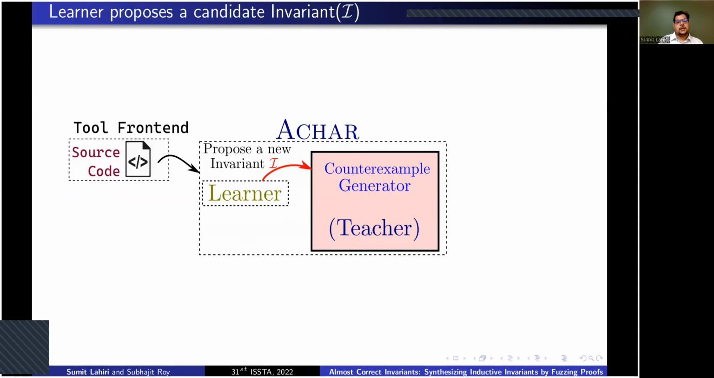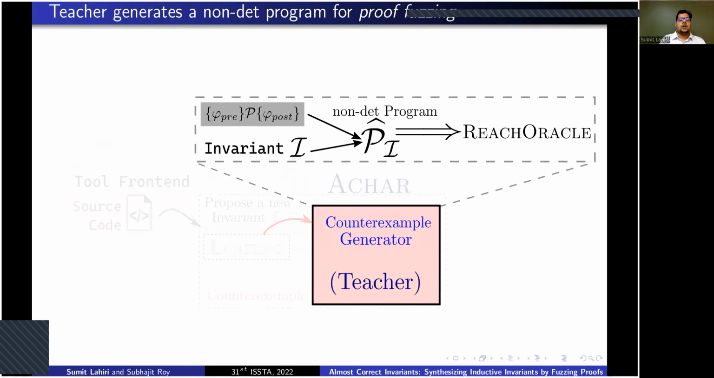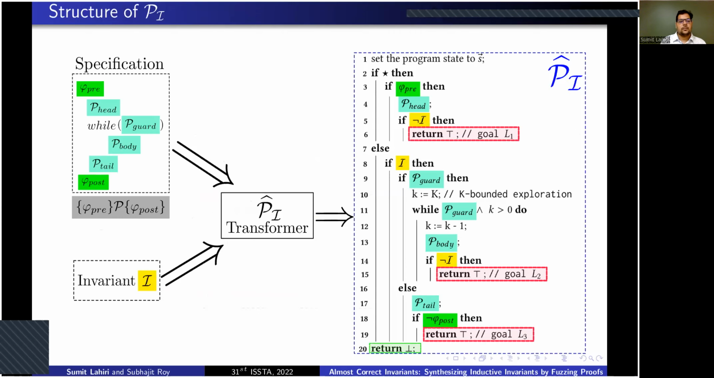Over here, I show a schematic of how the tool works. The tool starts by taking the source code of the example program, passes it on to the tool's front end. Then the learner proposes an invariant I and passes it on to the teacher component, which is the counterexample generator. The teacher component combines two things together. First is the specification along with the invariant I into a non-deterministic program p-hat of I. This is used for proof fuzzing.